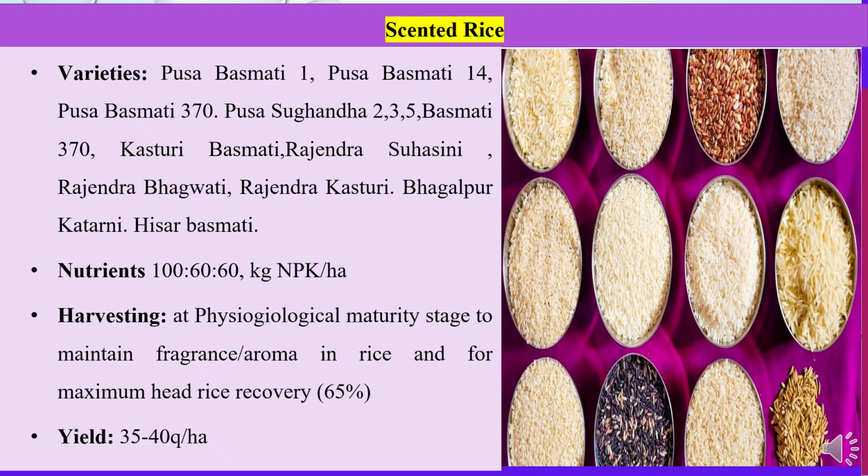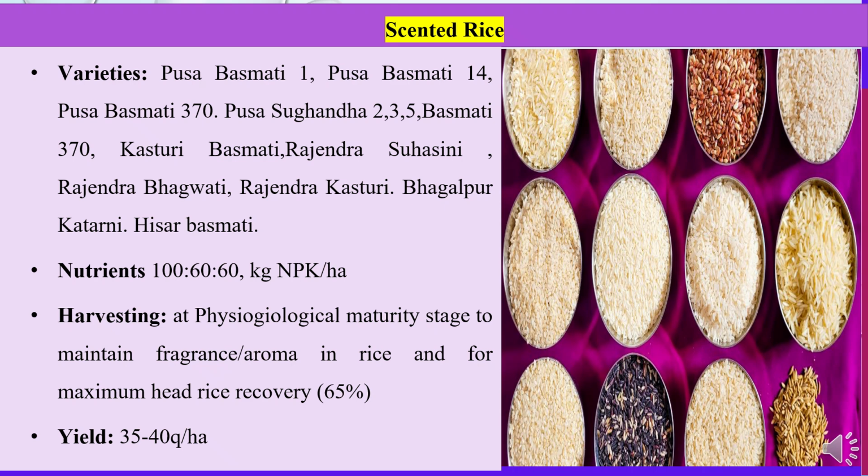Pusa Sugandha Series, Pusa Sugandha 2, Pusa Sugandha 3, Pusa Sugandha 5. Traditional Basmati varieties, Basmati 370, Kasturi Basmati. State-specific aromatic varieties. Bihar, Rajendra Suhasini, Rajendra Bhagwati, Rajendra Kasturi, Bhagalpur Katani. Haryana, Hisar Basmati. 2. Nutrient management.